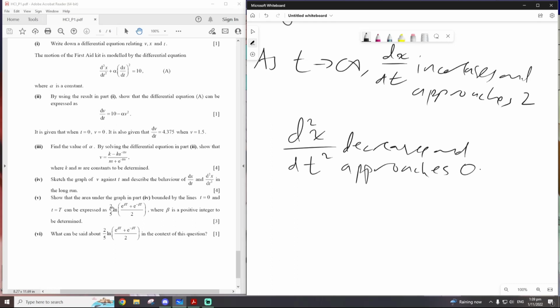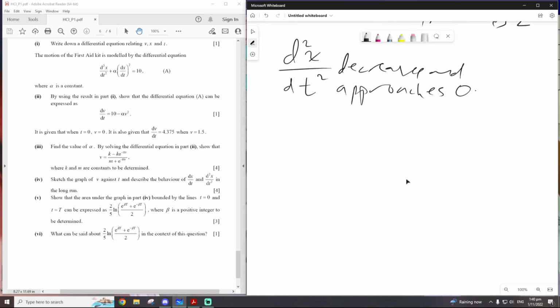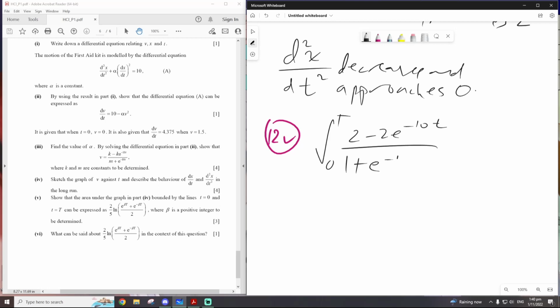Show that the area under the graph bounded by the lines t equals 0 and t equals capital T can be expressed as this. Okay, so of course for this part we need to integrate. So this is actually just the integral from 0 to T of what was the curve? It was (2 minus 2e^(-10t)) divided by (1 plus e^(-10t)) dt. How do I integrate this?